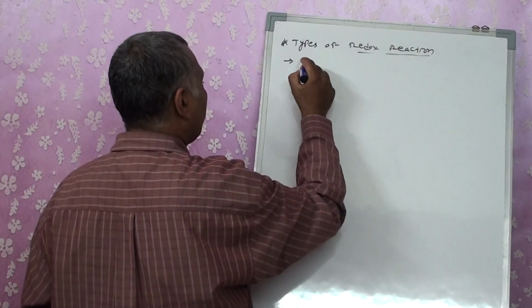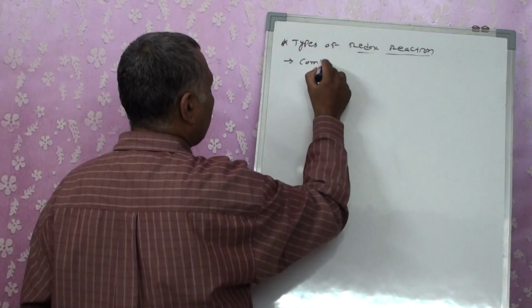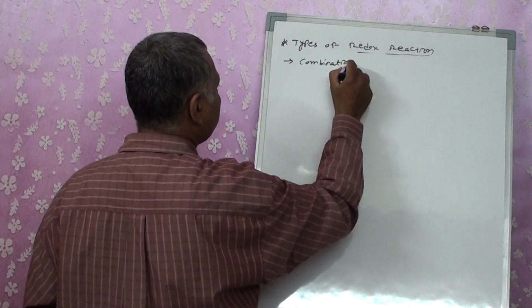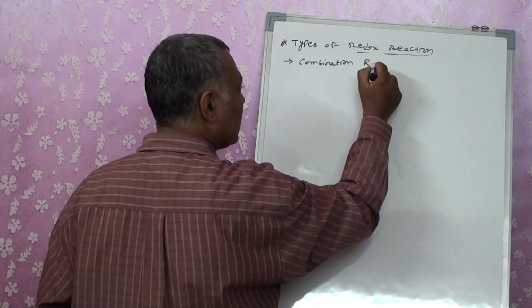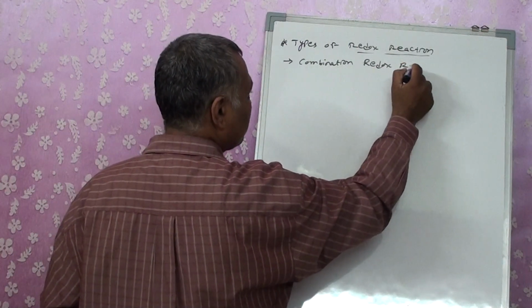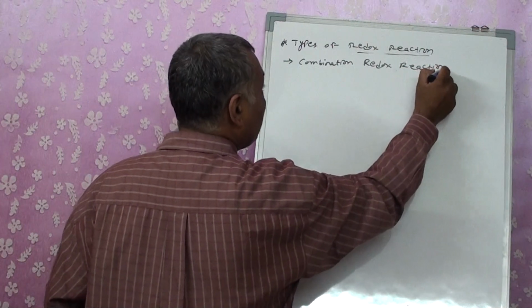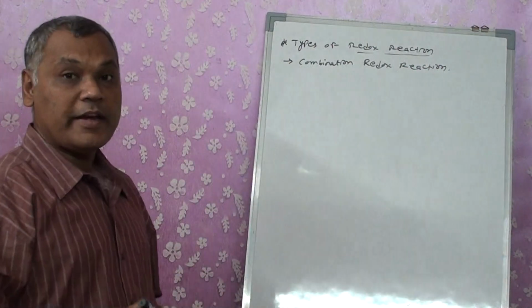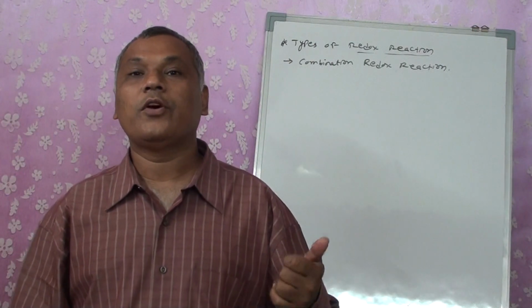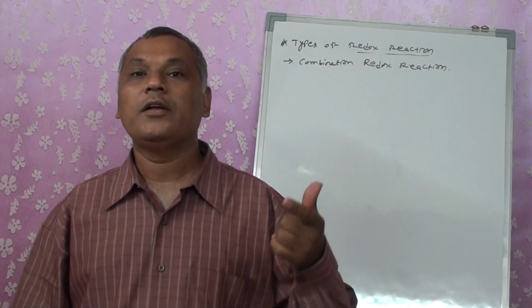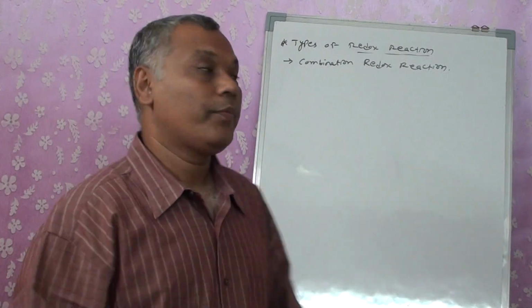Now for it, the first one is combination redox reaction. This means that the reaction in which two or more compounds are going to be combined together, at that time one of the elements will oxidize itself, the other one will reduce at the same time, right?